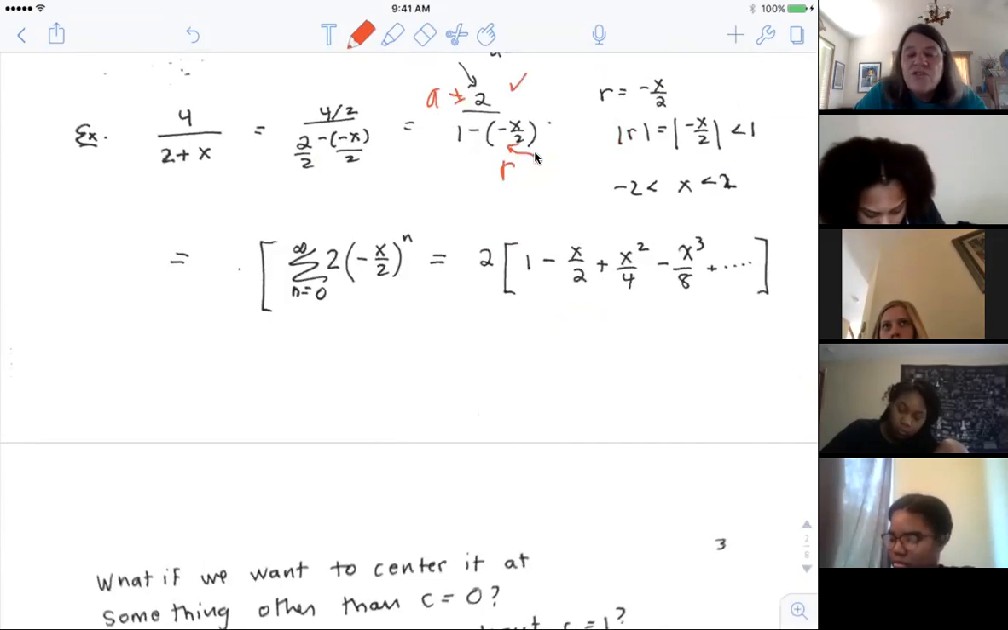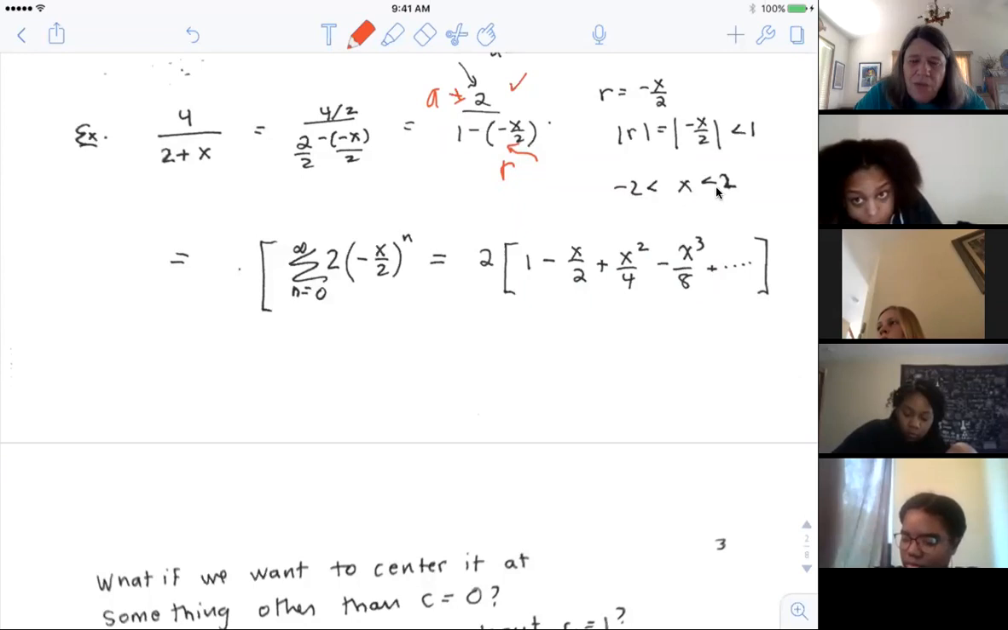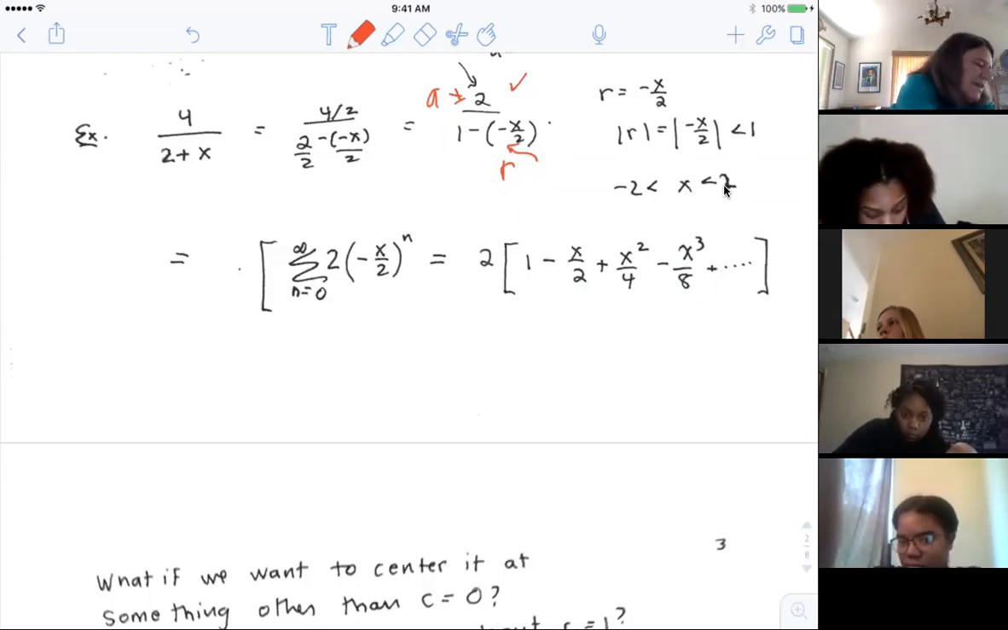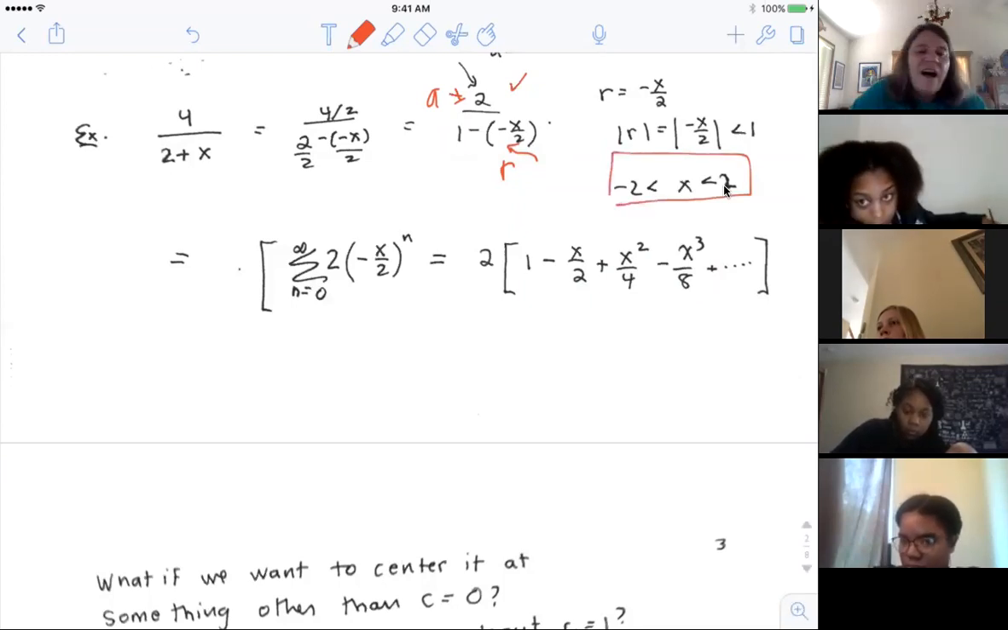Okay, let's find out where it converges. Your R is minus x over 2. Here it is right there. That's the a over 1 minus r. If I take the absolute value of that, I get the absolute value of x over 2. The minus goes away there. It's less than 1, and I said less than 1 because that's where geometric series converge. If I multiply through by 2, here is where I can find a convergent series that is a power series representation of this original function right here.